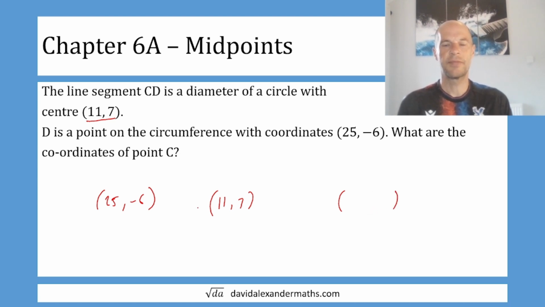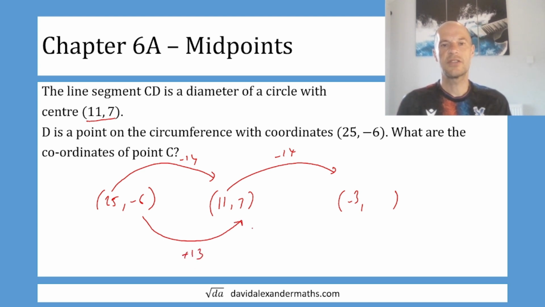So all we need to do here is just to look, well, what's happening to go from 25 to 11? Well, we are simply subtracting 14. So the x-coordinate will be 11 minus 14, so negative 3. What are we doing to go from negative 6 to the 7? Just looking at the y-coordinates now, we are adding 13. So if we add 13 to the 7, we get 20. So the other coordinate will be (-3, 20).